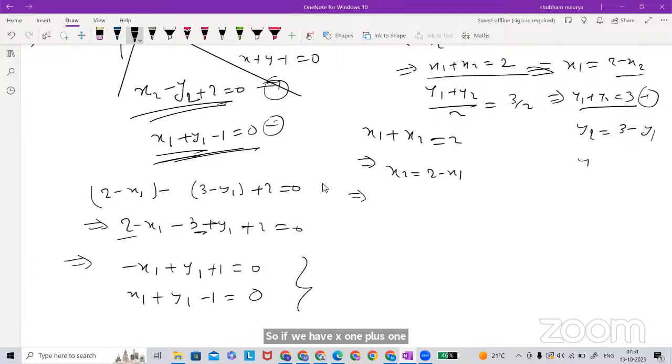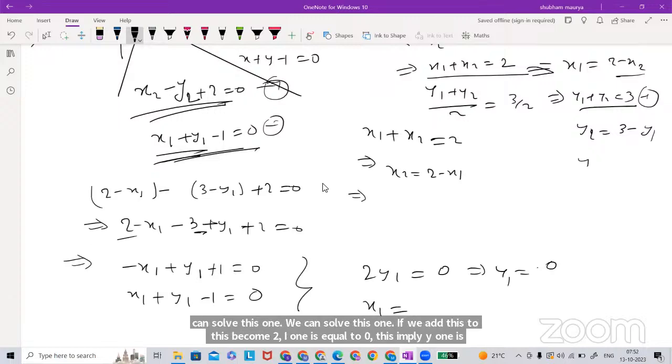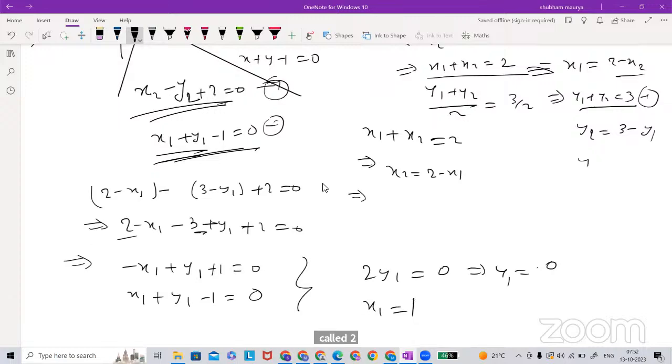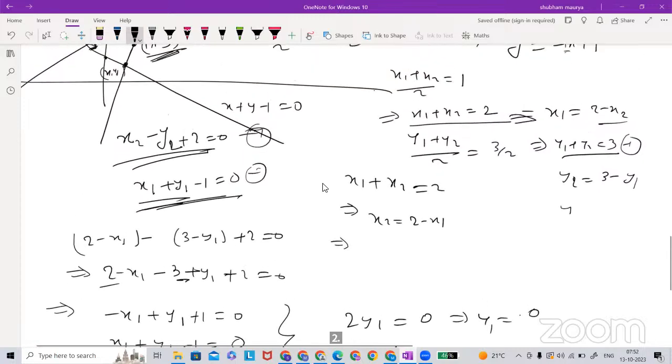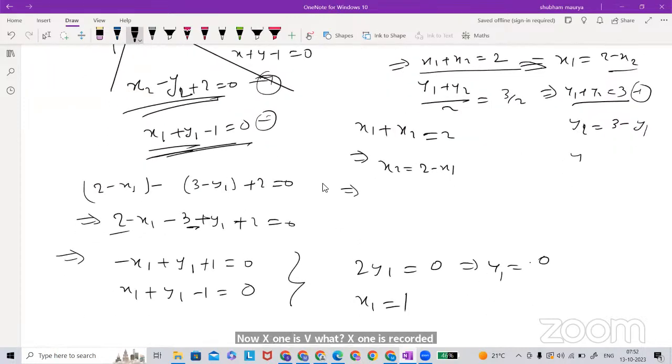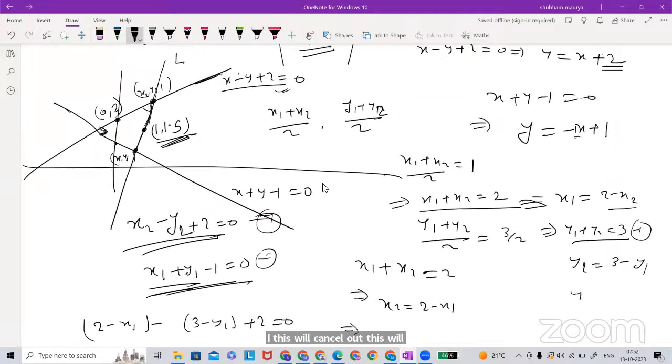If we add these two, this becomes 2y1 is equal to 0. This implies y1 is equal to 0. Now what is x1? If you substitute here, x1 is equal to 1. So we got 1 point. Mistake, sir. Minus x1 plus y1 and 1 will cancel out, no, sir. So this will cancel out, this will cancel out. 2y1 is equal to 0 we will get. Correct? Yes. So finally, we got the point x1, y1 is 1, comma 0.